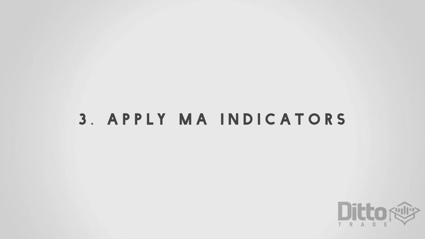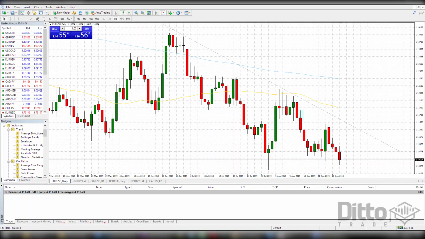Thirdly, we are going to apply some exponential moving averages to our chart. In this instance, we will include the 200 moving average and the 50 moving average. So here we have a slow and more respected moving average combined with a faster, less respected moving average.